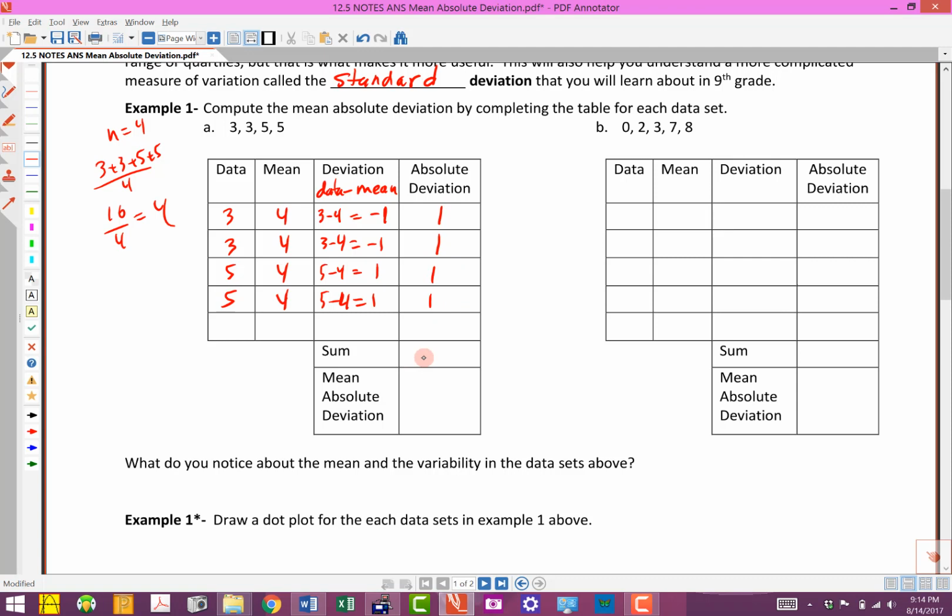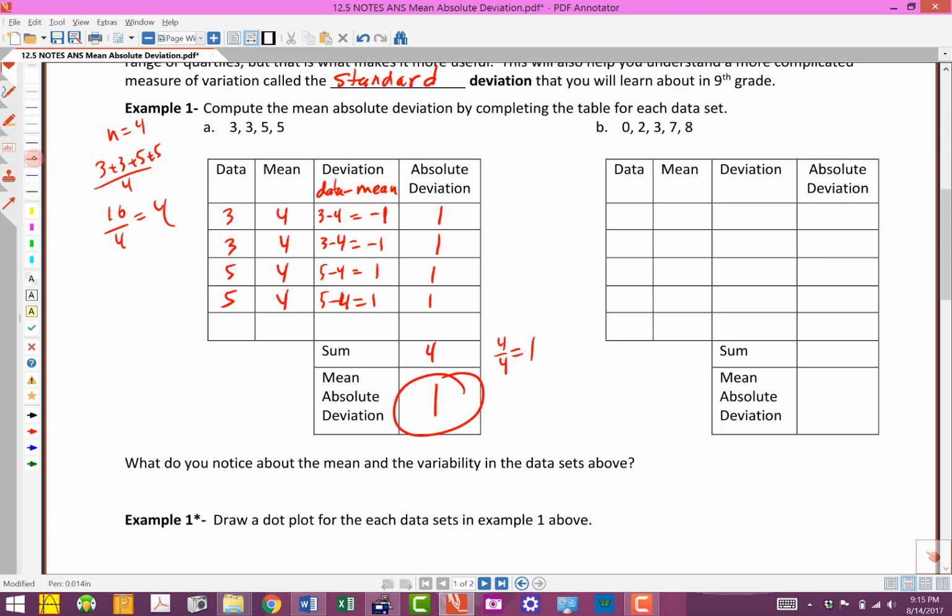Now, we add all of those up, we get 4, and then to find the mean, we're literally averaging those 4. So we do 4 divided by 4, and we end up with 1. So this right here is the answer. This is the mean absolute deviation. Now, I'm going to do one more, and then we're going to come back and take a closer look at this data set and its mean absolute deviation. So let's run through and do this one then.